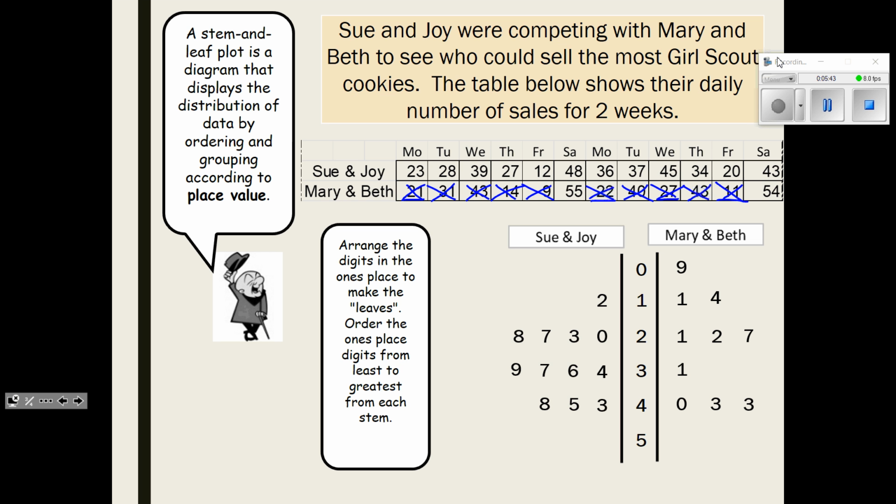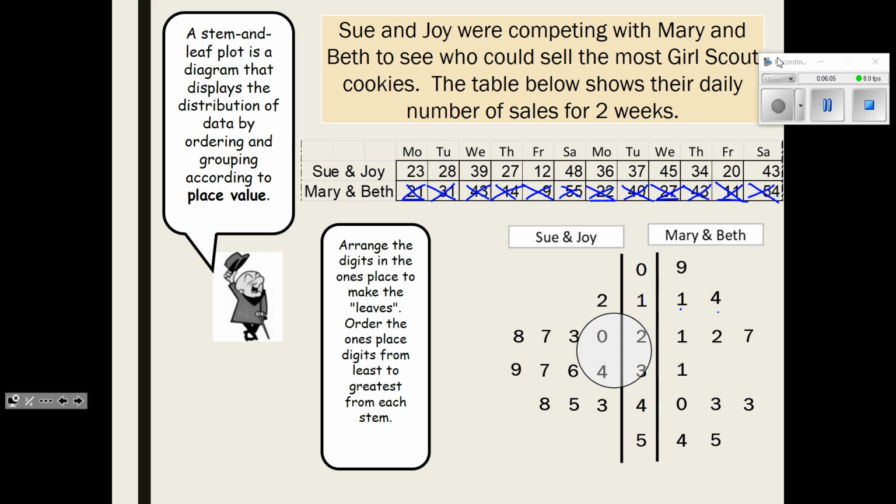for 43. We have two 50s. We have 54 and 55. So we're going to put 54 and 55. So on the right side, the numbers read correctly. You read left to right, 11, 14. But on the left side, we had to read backwards, 12, 20, 23, 27.